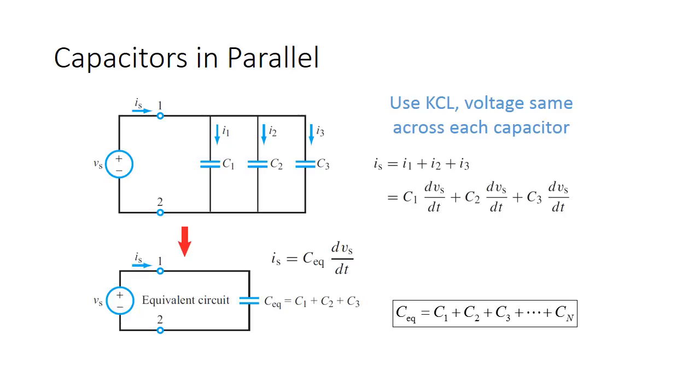So again, if we look on the right, we can use Kirchhoff's current law, with the voltage staying the same across each capacitor, where IS equals I1 plus I2 plus I3, and then we can substitute in the capacitor equation, because remember, we showed you what the current through a capacitor is. Then we can add them up and get capacitance equivalent equals C1 plus C2 plus C3 plus however many capacitors you have in parallel.